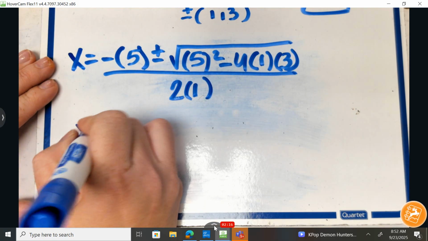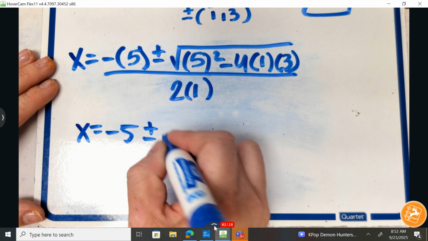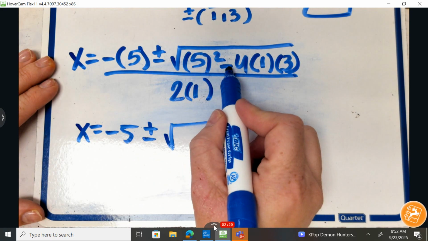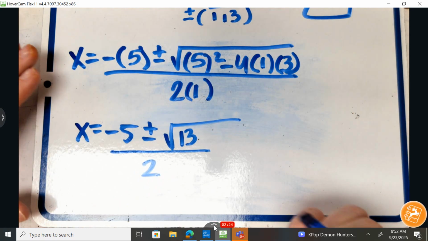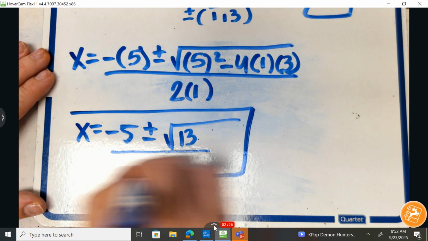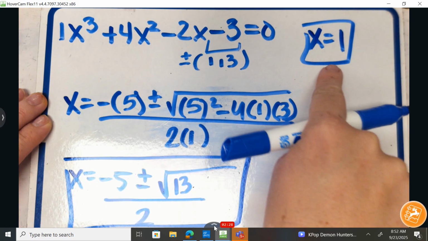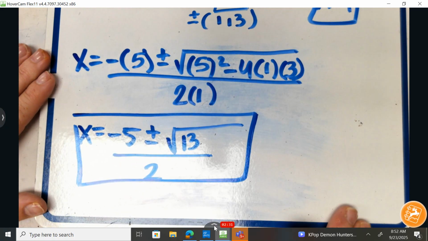I have x equals negative 5 plus or minus the square root of 25 subtract 12, which is 13. I know the square root of 13 cannot be reduced, and so these are my other two answers. 3 solutions, there's 1, and here's 2. Once when you add and once when you subtract.